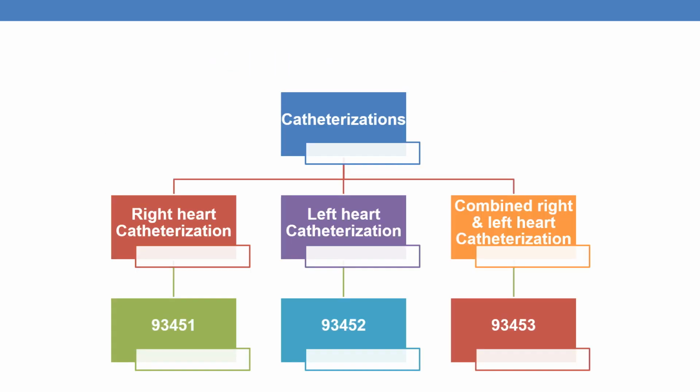Now here you can see the various catheterizations. They include right heart catheterization, left heart catheterization and combined right and left heart catheterization. The code for right heart catheterization is 93451. The code for left heart catheterization is 93452. The code for combined right and left heart catheterization is 93453.